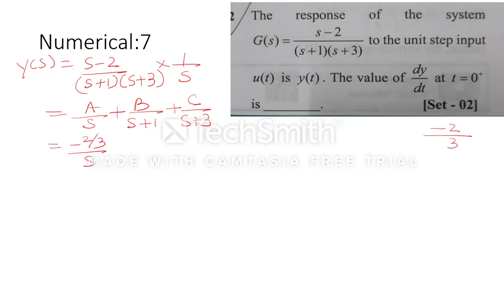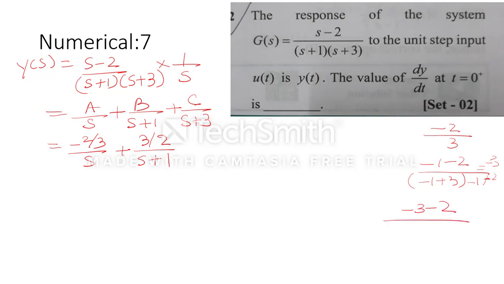When we put s equal to minus 1, it will become minus 1 minus 2 upon minus 1 plus 3 and minus 1. So it will become minus 3, and here it becomes 2, 2 multiplied by minus 1 is minus 2. Minus minus will cancel, so it will become 3 by 2 over s plus 1. And when we put s equal to minus 3, it becomes minus 3 minus 2 upon minus 3 plus 1 and minus 3. So it becomes minus 5, and minus 2 multiplied by minus 3 gives 6, so minus 5 by 6 upon s plus 3.